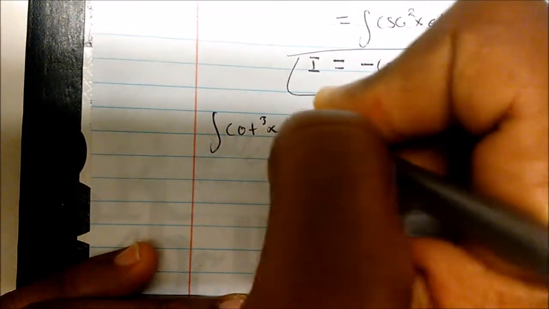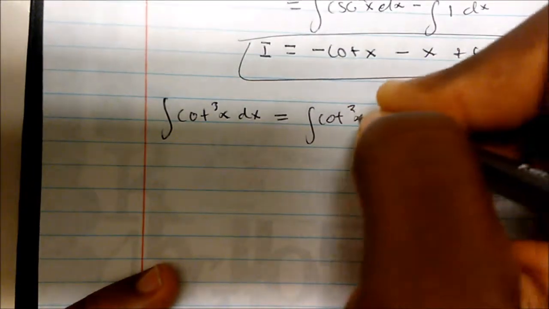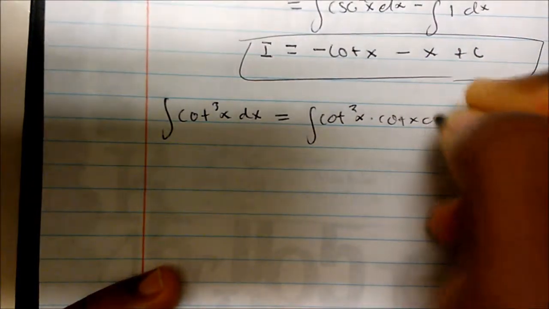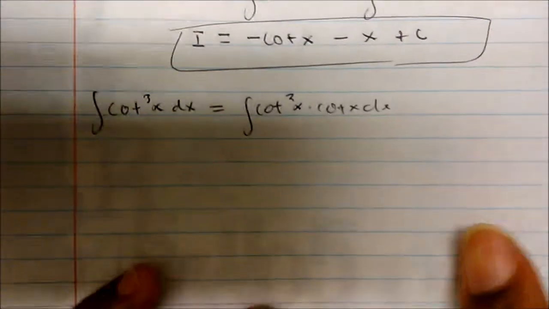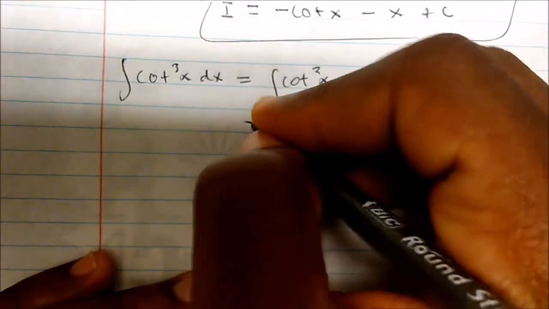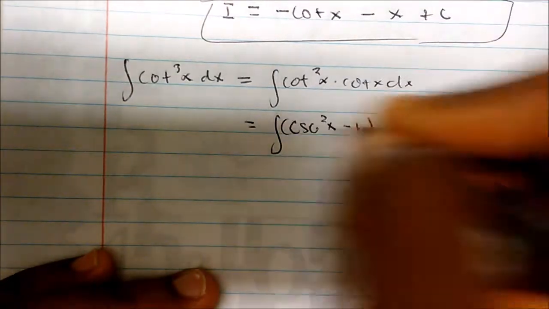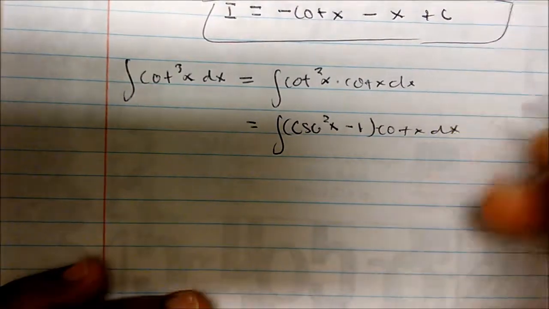Now, what about cotangent cubed of x dx? Well, if I look at this, I'm just going to split it up. So this becomes the integral of cotangent squared of x times cotangent of x dx. That is the same thing. And now I see an identity. Okay, so if I look at this, this becomes the integral of cosecant squared of x minus 1 times cotangent of x dx.